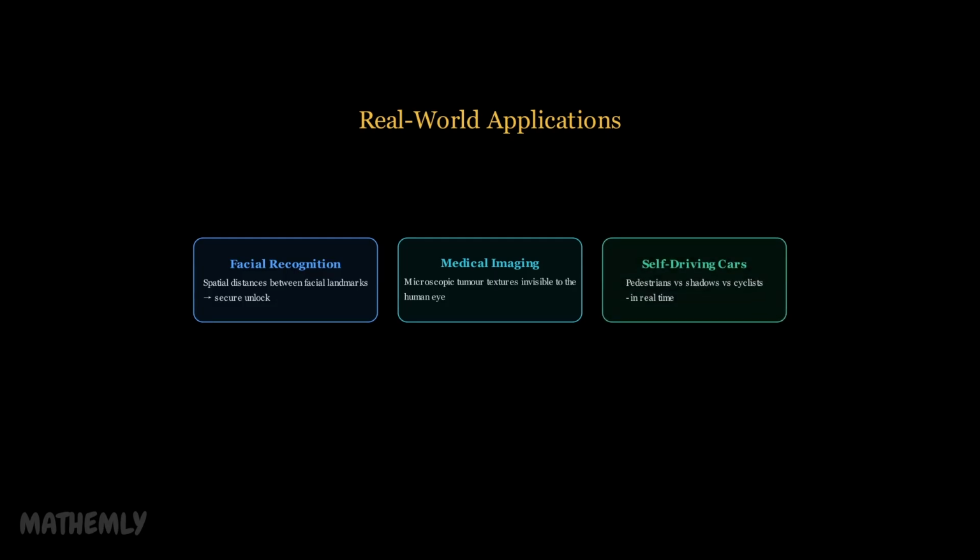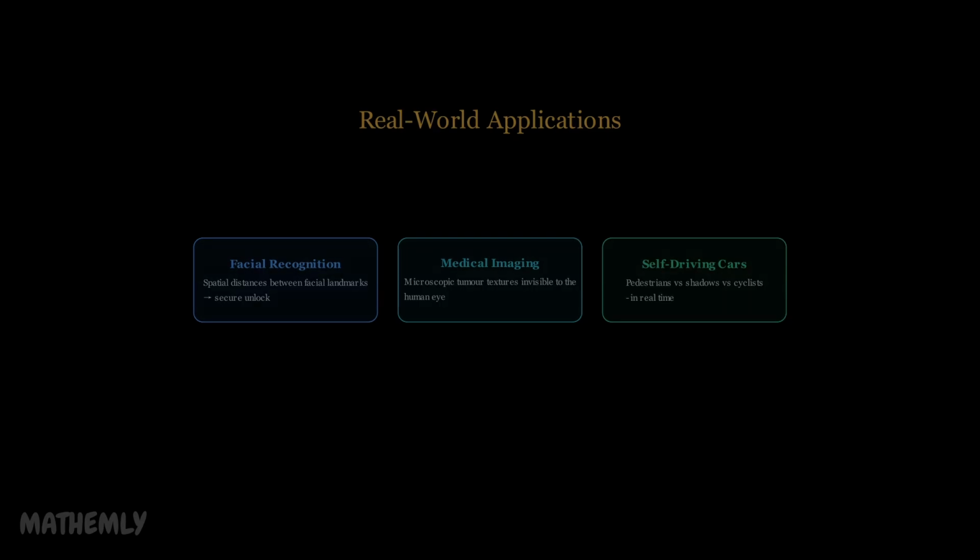Self-driving cars. In real time, a car's onboard AI distinguishes between a solid pedestrian, a flat shadow on the road, and a cyclist moving at speed, all by identifying shapes and patterns in milliseconds. CNNs changed the trajectory of AI because they taught machines to perceive the world in 2D and 3D, recognizing objects with the same spatial intuition that we humans use every single day.